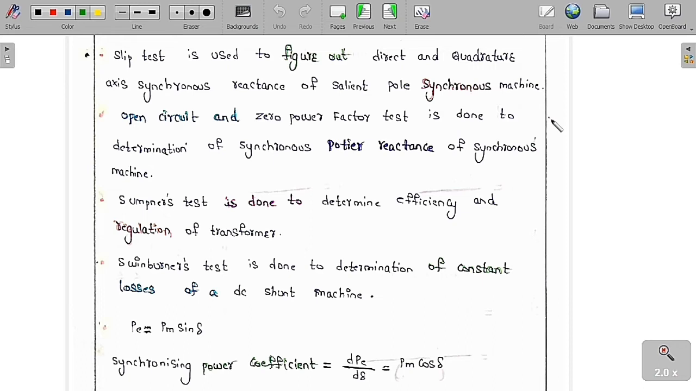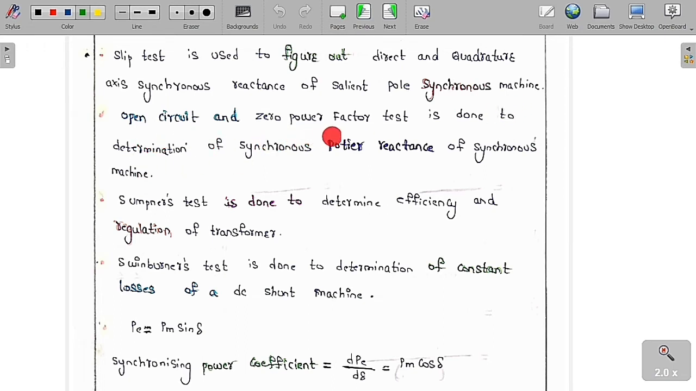With the help of the slip test, we can figure out the values of XD and XQ of a salient pole synchronous machine. Only for the salient pole synchronous machine are we going to get XD and XQ. Therefore, the slip test is basically used to figure out the direct and quadrature axis synchronous reactance of a salient pole synchronous machine.